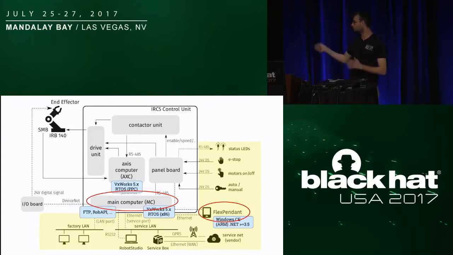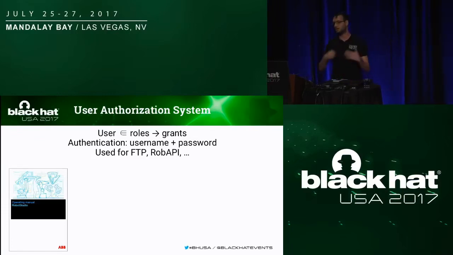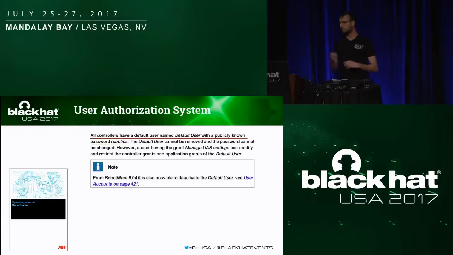So let's go back to the main computer. The main computer, as we said, exposes a lot of network services. Those network services are authenticated using a user authorization system framework, a kind of standard framework where every human user authenticates using a username and a password, and it is used to authenticate access to all kinds of network services. Each user belongs to a set of roles. Each role belongs to a set of permissions. If we go back to the user manual, we see that there is actually a default user with a default password.